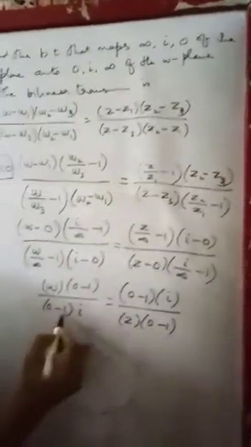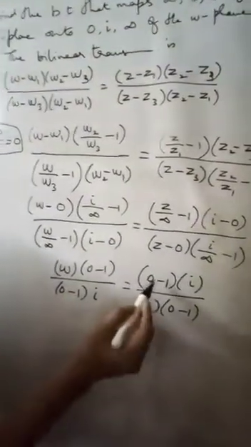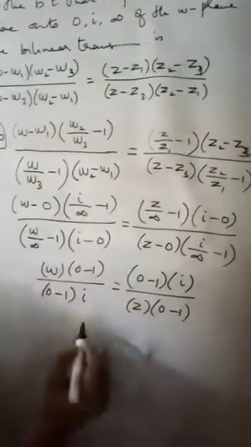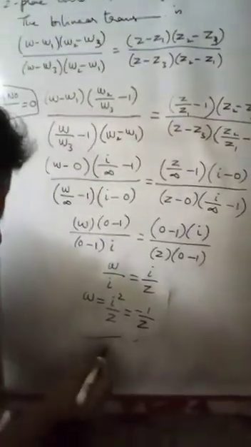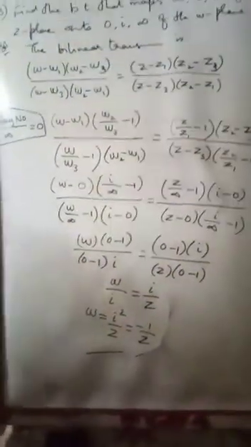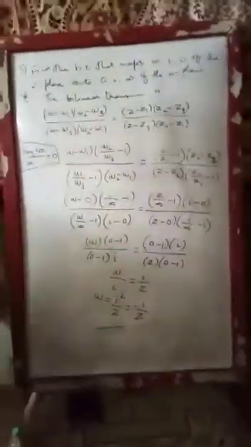So this minus 1 gets cancelled in numerator and denominator. Similarly here minus 1 gets cancelled in numerator and denominator. The remaining is omega by i equals i by z. Now cross multiply: this i square. I square is what? Minus 1 by z. So this is the bilinear transformation. Okay.